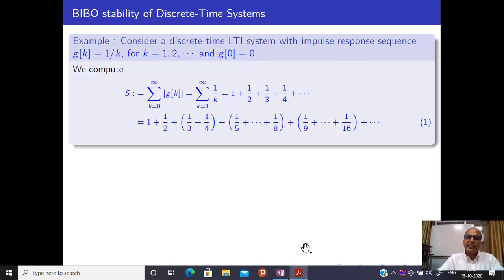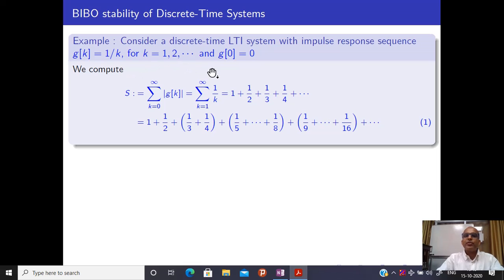Now let us try to see one example. I have taken a very simple example, and we are going to check whether this particular discrete time linear time invariant system is bounded input bounded output stable or not. I am assuming here that the impulse response is provided to us. If that is not provided, then you know how to calculate it: you can apply the impulse and calculate the values. Here the information is available at k equal to 1, 2, for any large value, and I am assuming that g at 0 is 0.